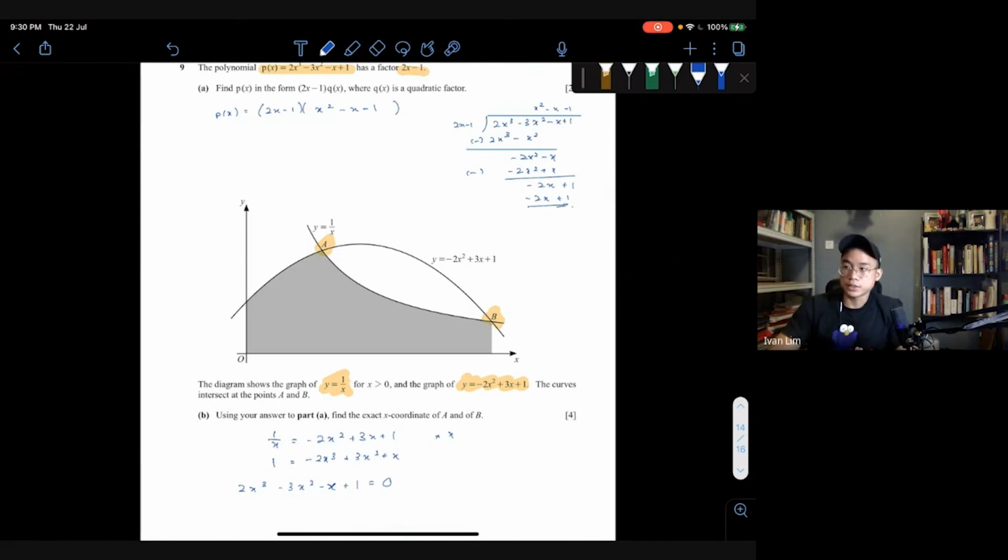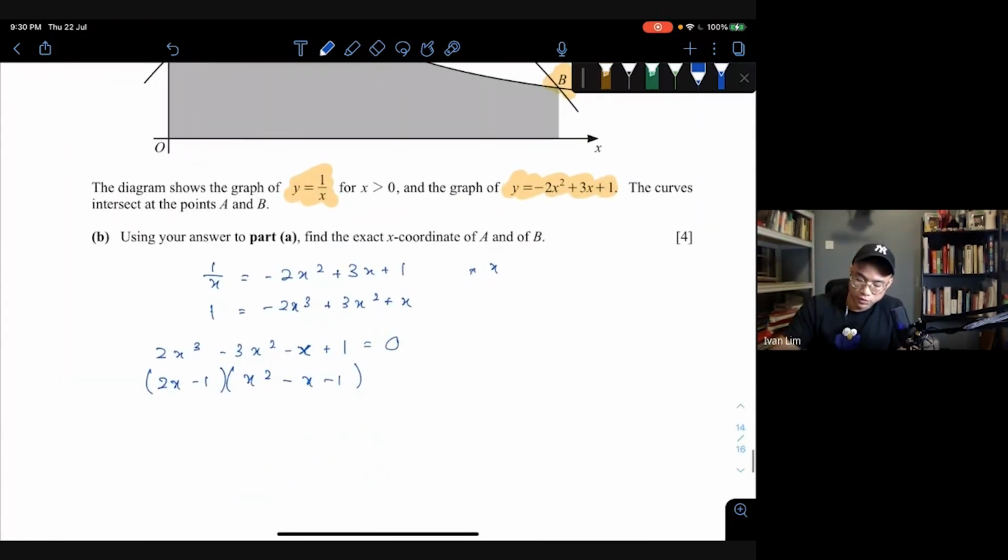Okay, once it's the same already with each other, I can factorize it, right? Because for me to find my solution of x, I need to solve this equation. So it can be 2x minus 1 as above, just now, x squared minus x minus 1, equals to 0.